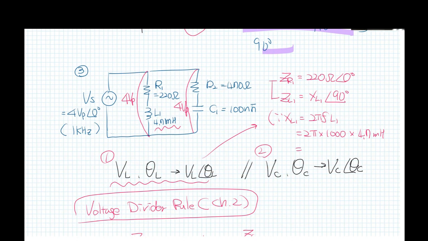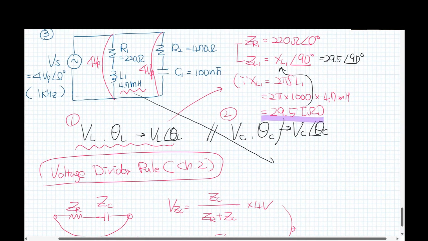So I'm going to use the calculator. 2 multiplied by pi multiplied by 1000 multiplied by 4.7 times 10 to the minus 3, because it is millihenry. That gives 29.5, so X sub L1 is 29.5 at 90 degrees.